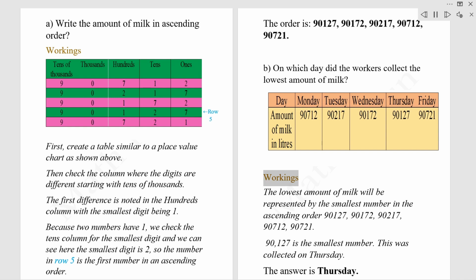Workings. The lowest amount of milk will be represented by the smallest number in the ascending order: 90,127, 90,172, 90,217, 90,712, 90,721. 90,127 is the smallest number. This was collected on Thursday. The answer is Thursday.